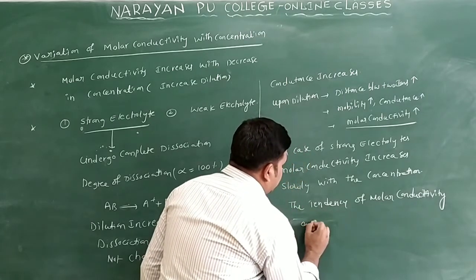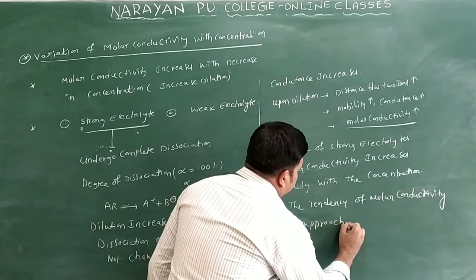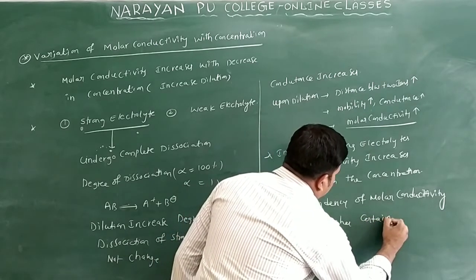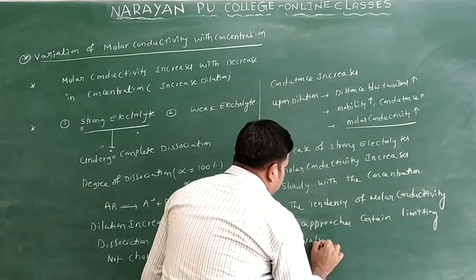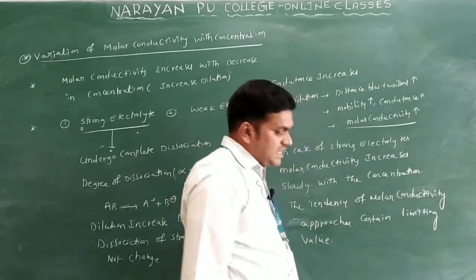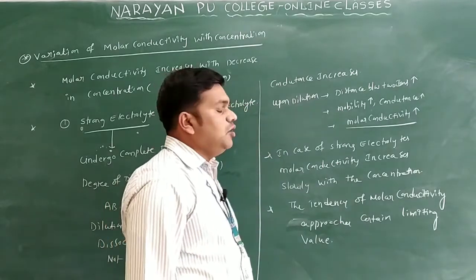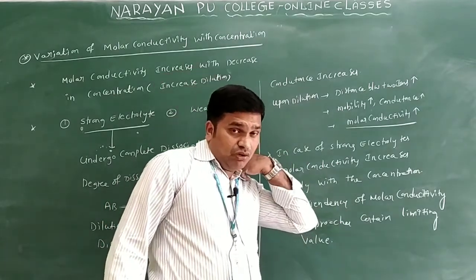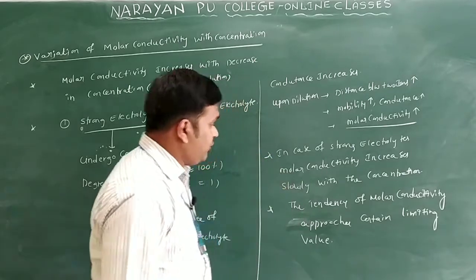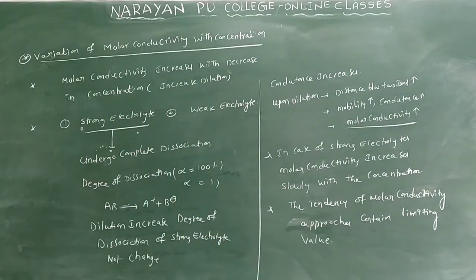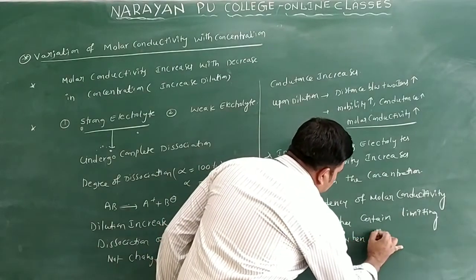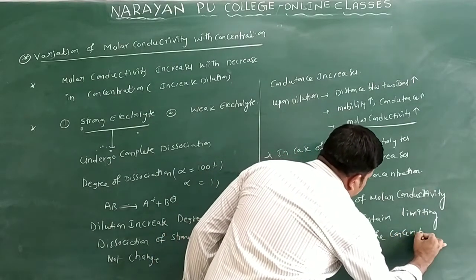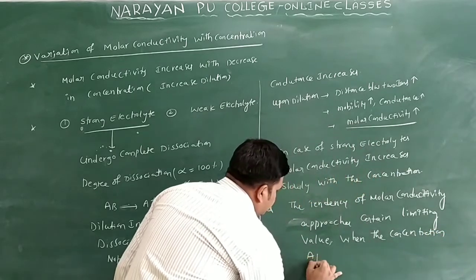Molar conductivity approaches a certain limiting value, which is called infinite dilution, or we can say the molar conductivity measured at infinite dilution we are calling the limiting molar conductivity only. So it approaches a certain limiting value when the concentration approaches zero. So we will write here, when the concentration approaches zero.